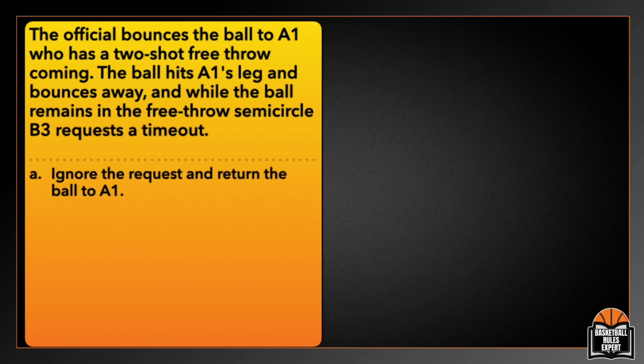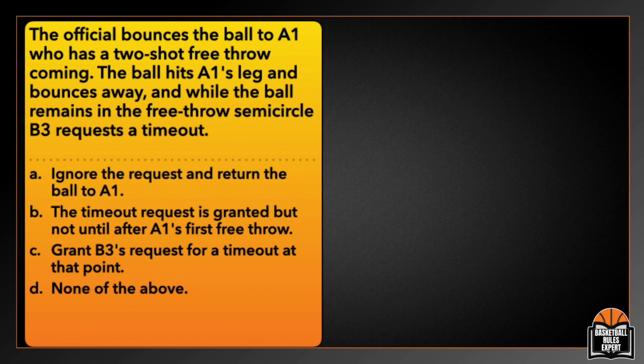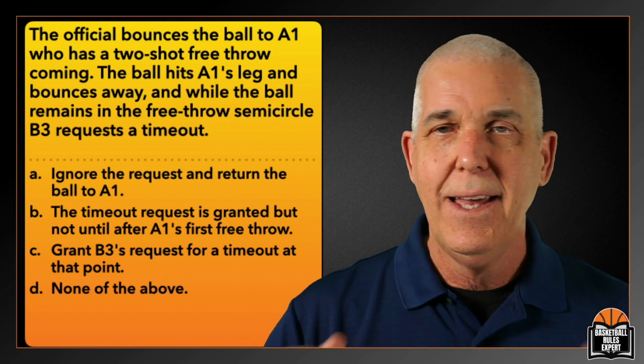The official bounces the ball to A1, who has a 2-shot free throw coming. The ball hits A1's leg and bounces away, and while the ball remains in the free throw semicircle, B3 requests a timeout. A, ignore the request and return the ball to A1. B, the timeout request is granted, but not until after A1's first free throw. C, grant B3's request for a timeout at that point. Or D, none of the above.